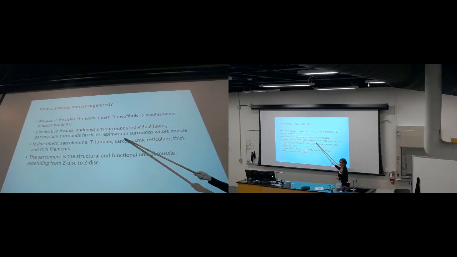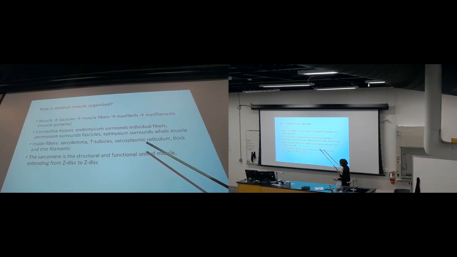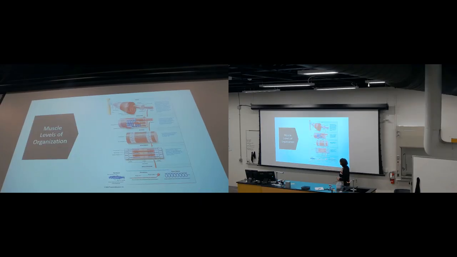Sarco means flesh in Greek. So it's the same organelles, but you call it sarco in the case of the muscle fibers. And then the sarcomere is a structure that runs between two bands that are called the Z discs, and they form the structural and functional unit of the muscle. So we will see details of the sarcomere.